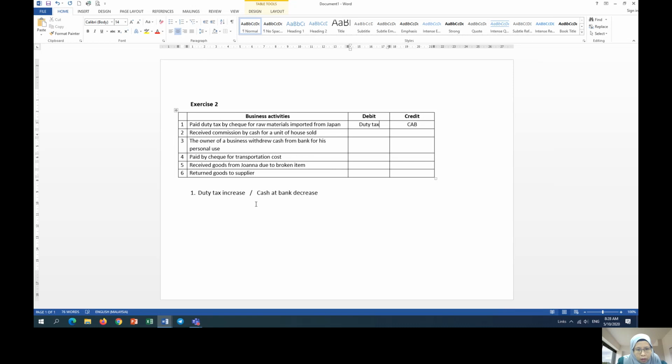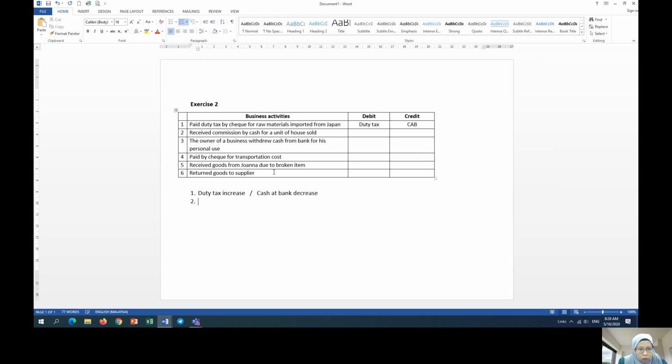Next we have second activity, receive commission by cash for unit of household. Awak menerima komisen secara tunai daripada rumah yang berjaya anda jual. So awak telah terima komisen. So receive commission is your revenue. Awak menerima pendapatan, income. So we will have 2 accounts here.